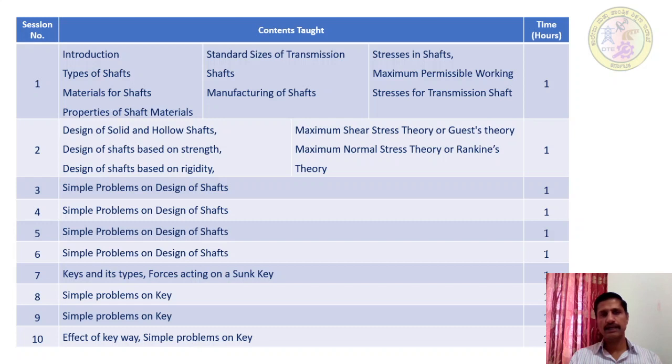Let's start with the content of the course. In this chapter we are going to study the fundamental concepts of shafts. Then we are going to derive the equations to find the diameter of the solid shaft as well as the hollow shaft, and we are going to solve some problems on design of shafts. We are also going to study the design concepts of keys, and we will solve some problems on keys. At the end of the chapter we are going to learn about the effect of a keyway.